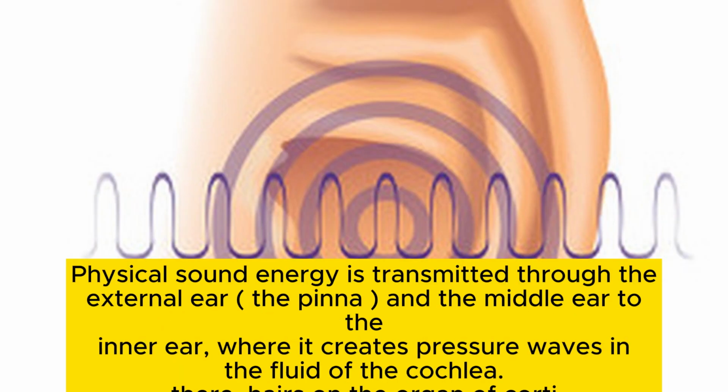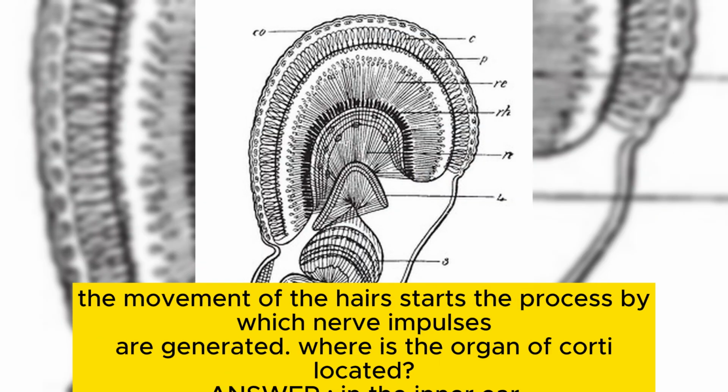Physical sound energy is transmitted through the external ear, the pinna, and the middle ear to the inner ear, where it creates pressure waves in the fluid of the cochlea. There, hairs on the organ of Corti are moved by the pressure waves. The movement of the hairs starts the process by which nerve impulses are generated. Where is the organ of Corti located? Answer: in the inner ear.